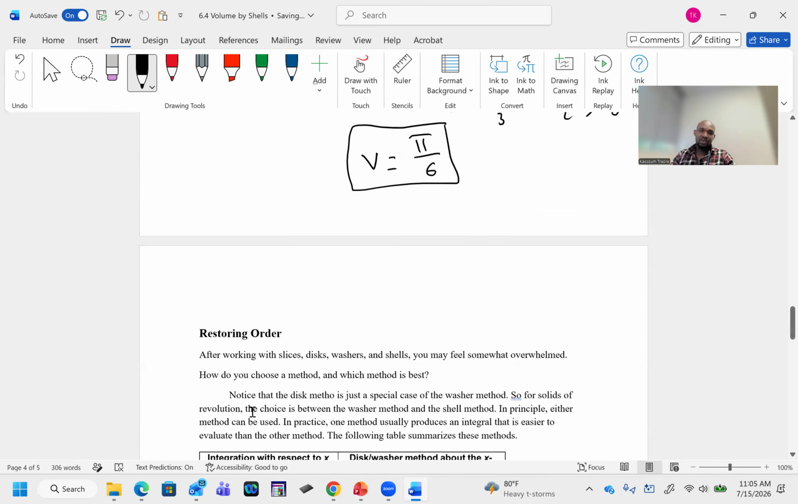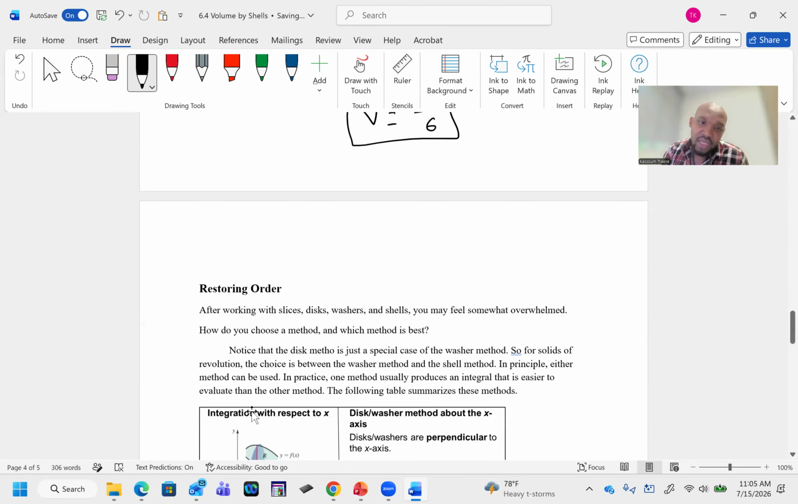Now let's restore the order. After working with slices, disk, washer, and shells, you might feel somewhat overwhelmed. How do you choose a method and which method is best? Notice that the disk method is just a special case of the washer method, if you check. So for solid of revolution, the choice is between the washer method and the shell method. In principle, either method can be used. In practice, one method usually produces an integral that is easier to evaluate than the other. So you can try both, but you need to know which one is easier for you, right?